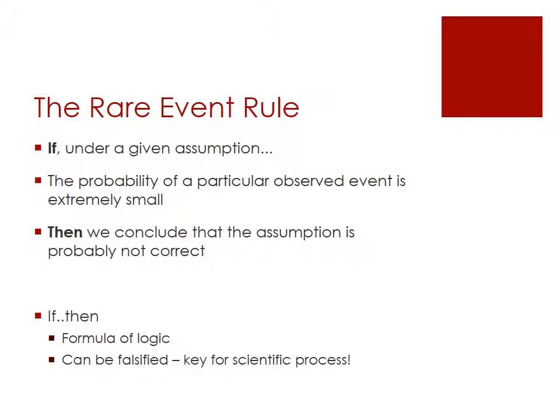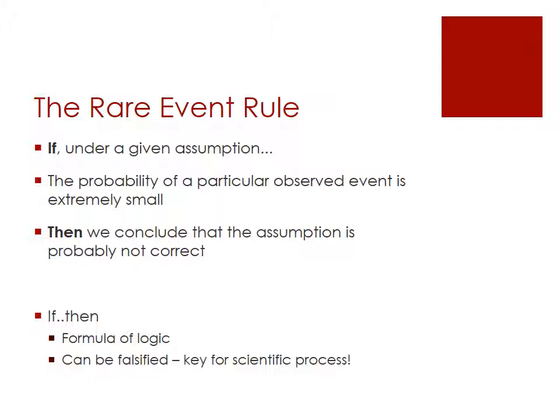So, in a rare event rule, if under a given assumption, the probability of a particular observed event is extremely small, then we conclude the assumption is probably not correct. This is an if-then formula of logic. It's one of the most basic formulas of logic, and most importantly, it allows us to falsify something.